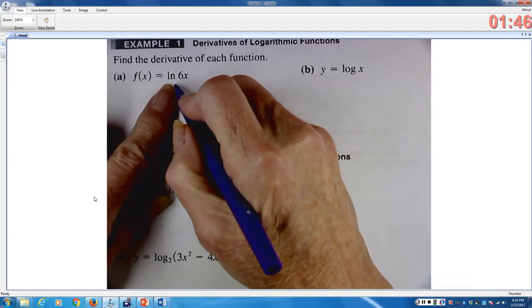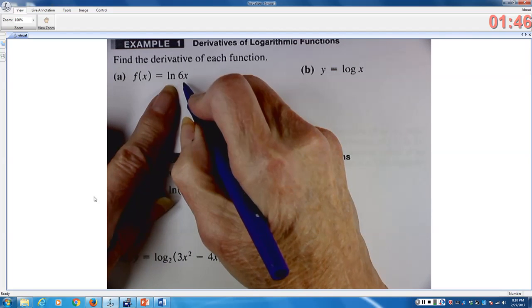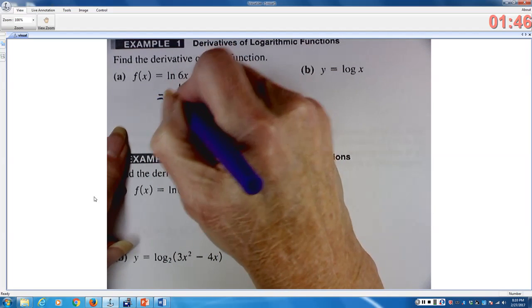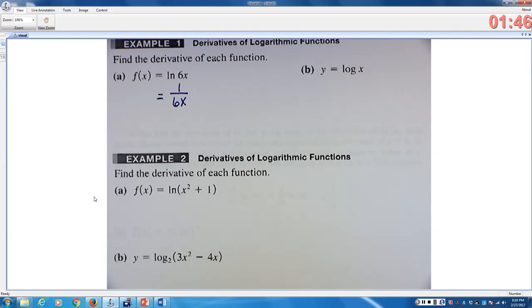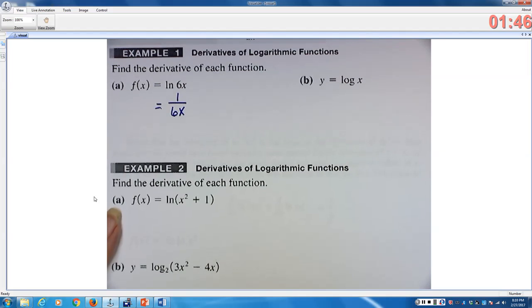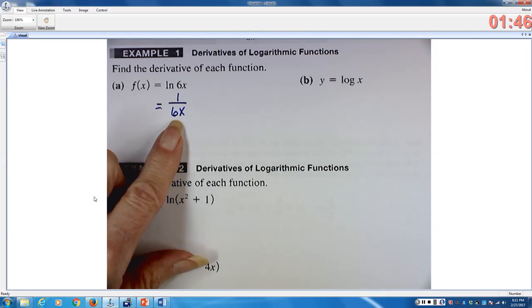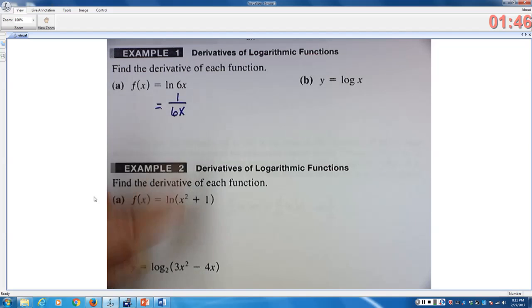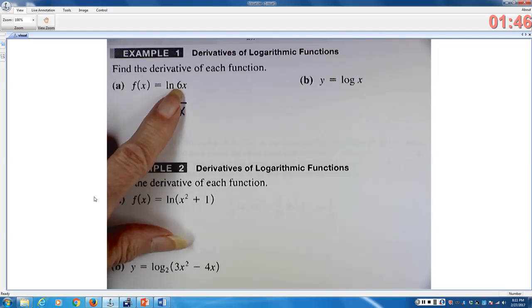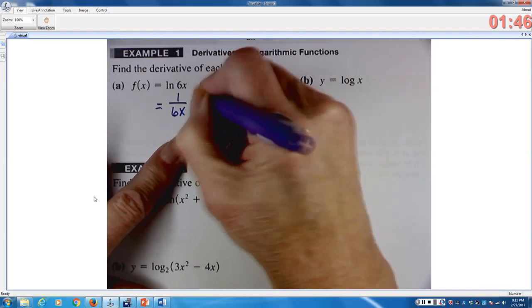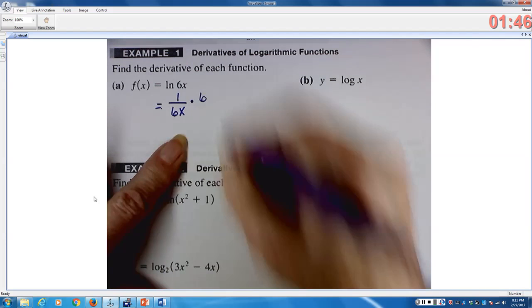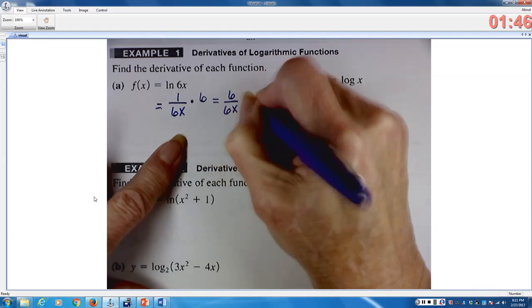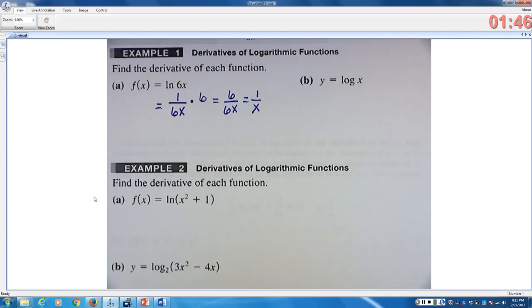First of all, we've got the natural log of 6x. The derivative of the natural log of 6x is 1 over 6x. But because 6x is itself a function, you're going to start wondering, when does the chain rule come in? And you have to take the derivative of whatever this is. And the derivative of 6x is what? It's six. Okay? As long as you got just a coefficient, basically, you still wind up with 1 over x.